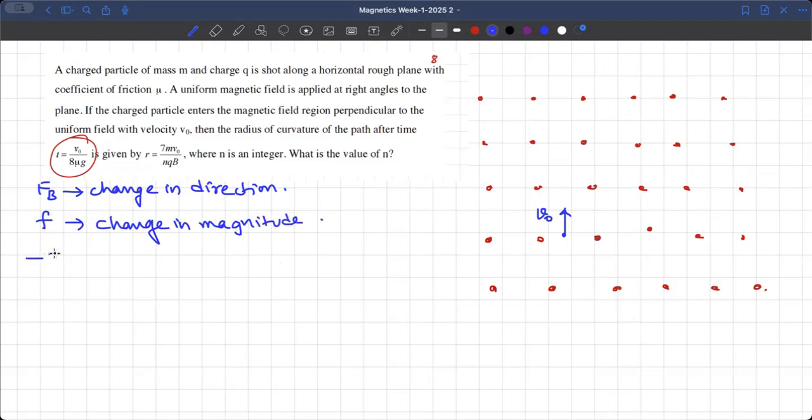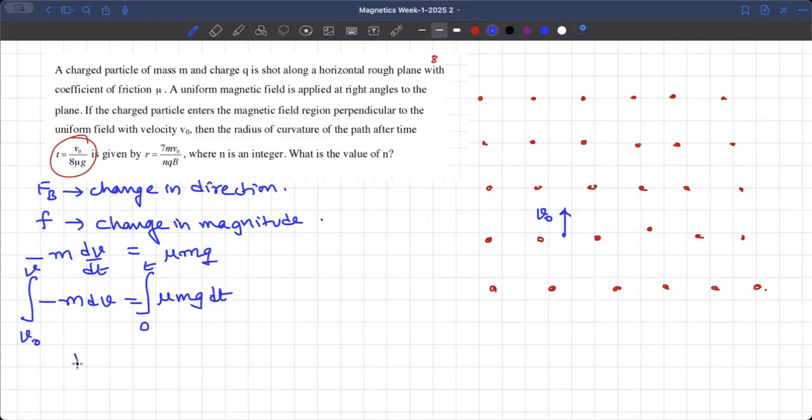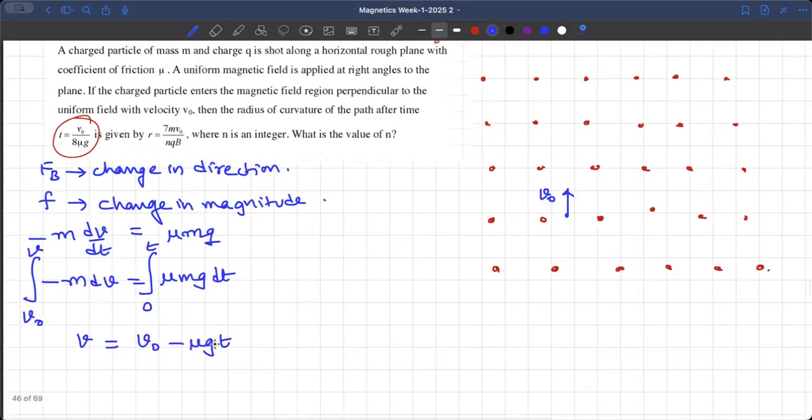So therefore, minus m dv by dt is nothing but mu mg. Minus m dv is mu mg dt. What do you want? At time t, velocity is v0. At some time t, let the velocity be v. So v is v0 minus mu gt. That's the fact.